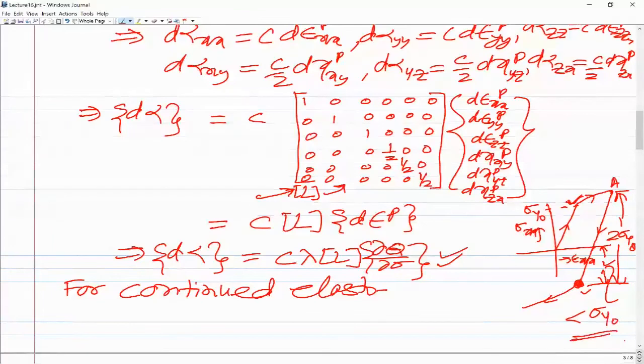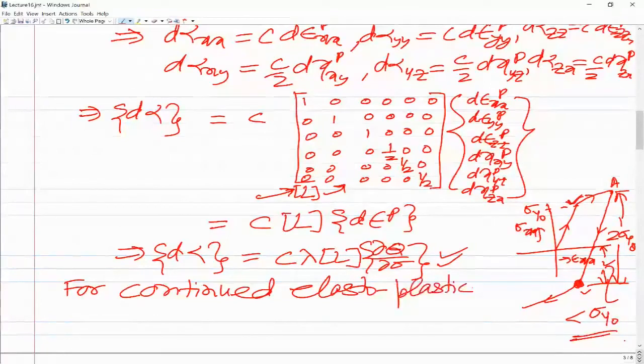Okay, sir. So alpha will also change with loading? Yeah, alpha will also change with loading. Yes, alpha is in terms of plastic strain. Plastic strain is going to change with the loading, so the alpha will also change. Okay.